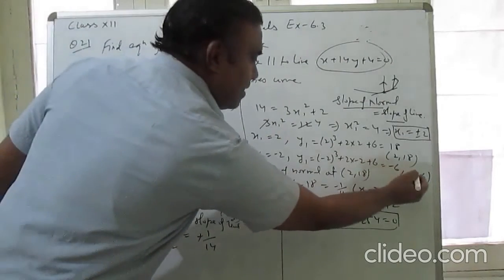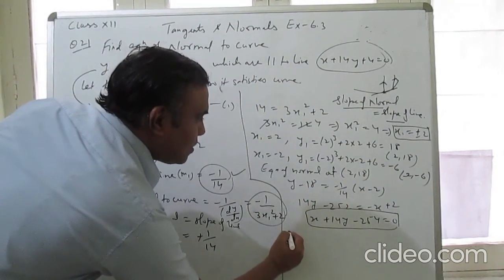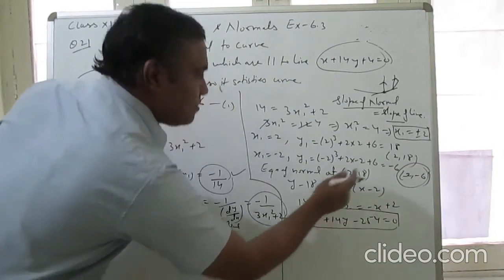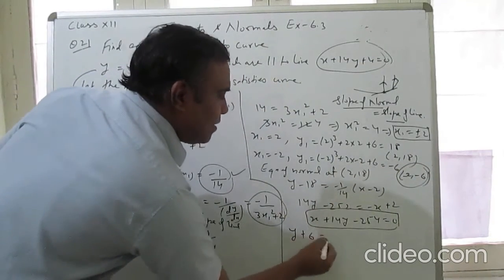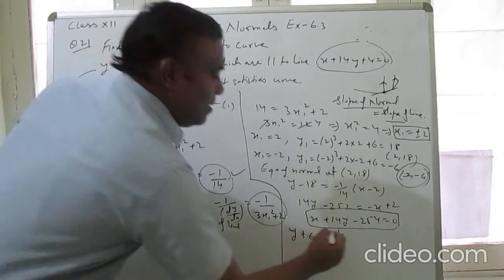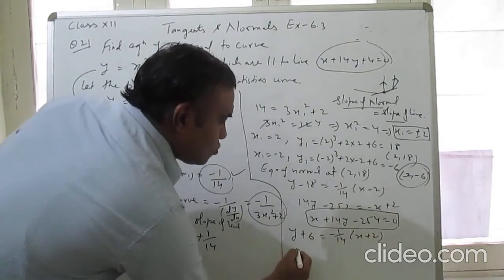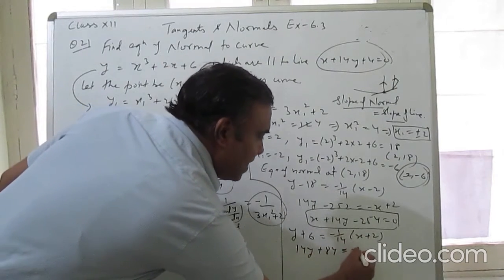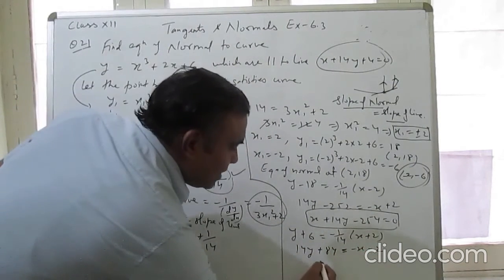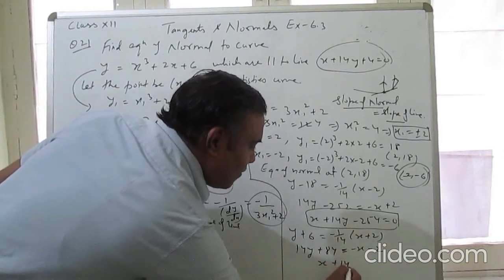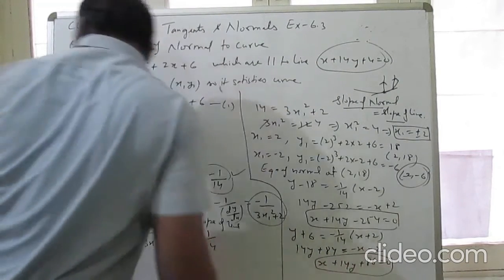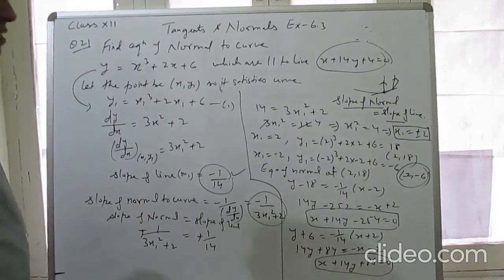Now you can calculate the second equation at (minus 2, minus 6). I will take this point: y minus y1. So y plus 6 is equal to minus 1 upon 14 into x plus 2. So it is 14y plus 84 is equal to minus x minus 2. So it is x plus 14y, and this 2 comes here, 86 is equal to 0. x plus 14y plus 86 is equal to 0.